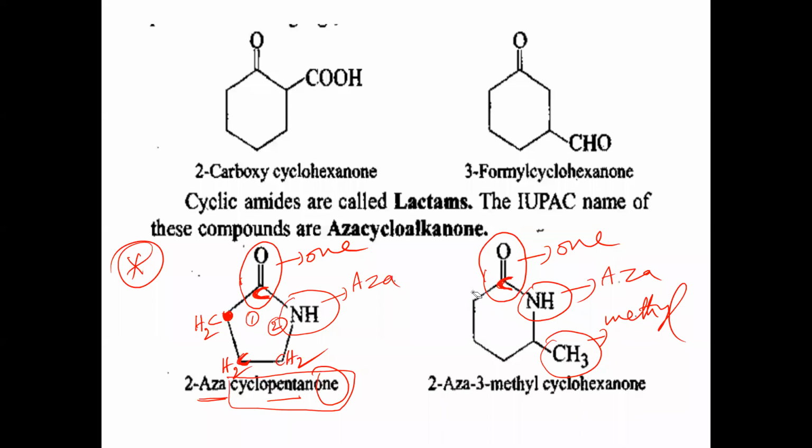Now, number 1 carbon is what now? This ketone, carbon, first position. Second position, aza. And the third carbon is bearing what? Methyl. 3 methyl is there, 2 aza is there here. So 2 aza, 3 methyl should be used.